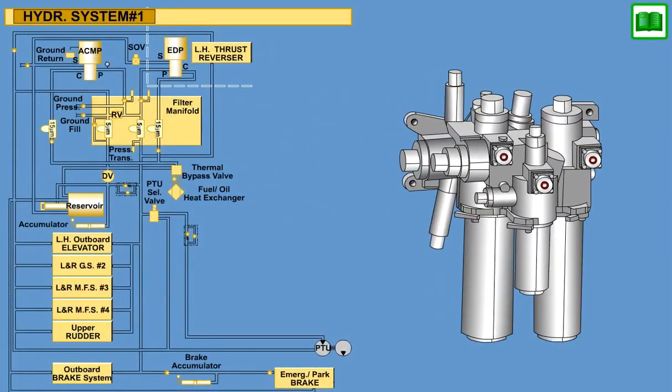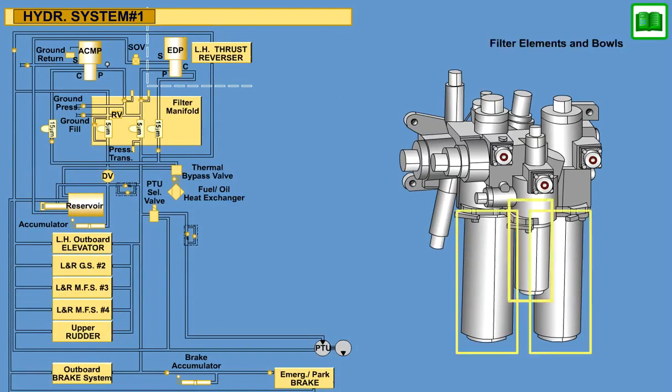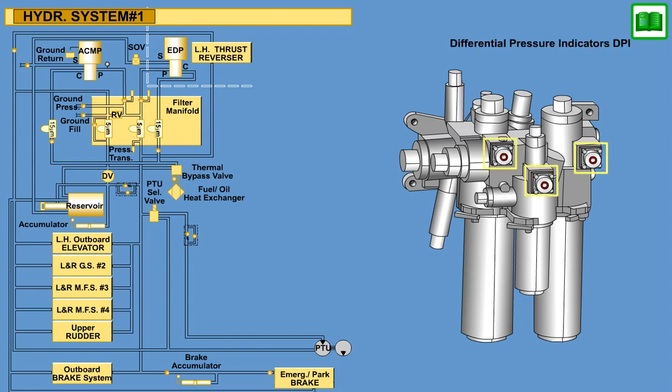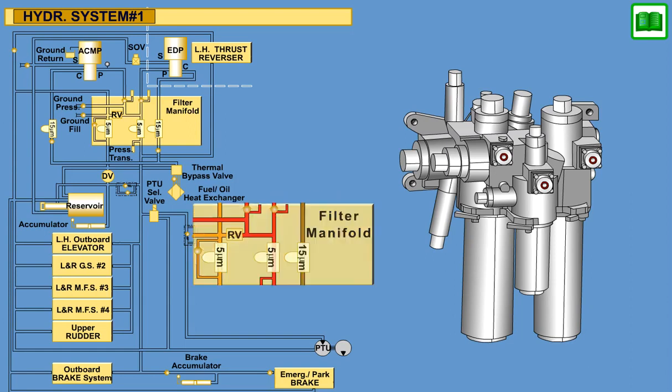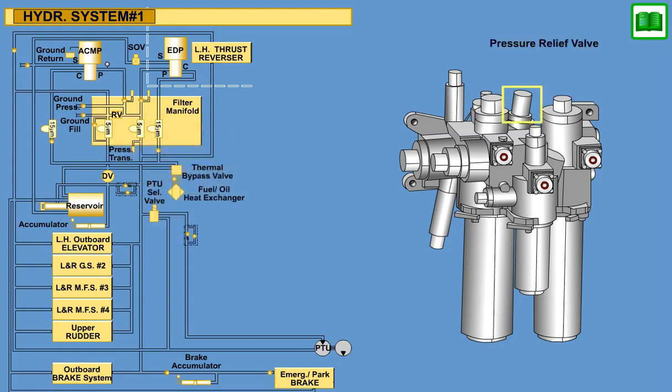The assemblies are comprised of the following: the filter elements and bowls, the differential pressure indicators, DPI, the bypass relief valve, the check valves, the pressure relief valve, the pressure switches, and the pressure transducer.